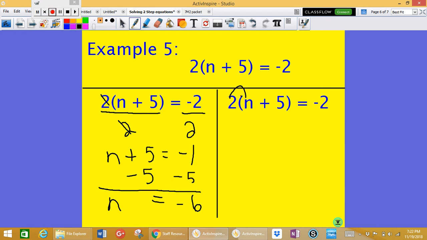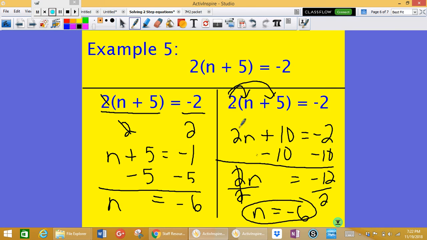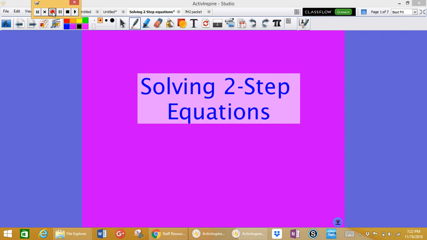The second way is to actually apply the distributive property. So you have 2 times n, which is 2n, and then 2 times 5, which is 10, equals negative 2. So I subtract 10. So I get 2n equals negative 12. Divide by 2. Those cancel, leaving me with n equals negative 6. And those are some examples of solving two-step equations.